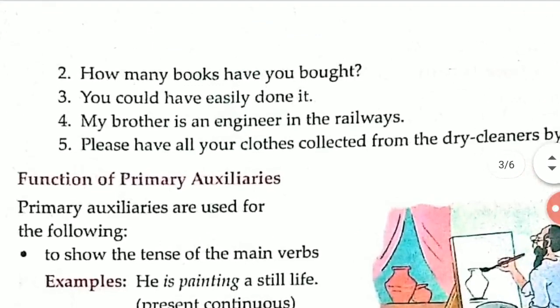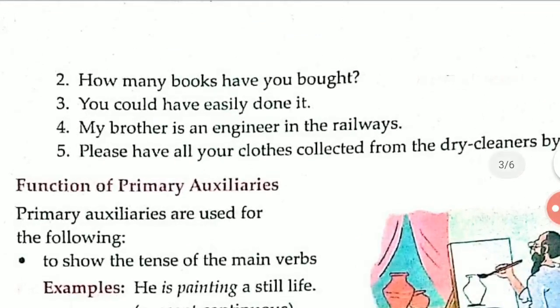Here also: "How many books have you bought?" So what is the main verb here? The main verb is bought, and the auxiliary verb is have. Okay, "You could have easily done it." Done is the main verb and could have is your auxiliary verb.